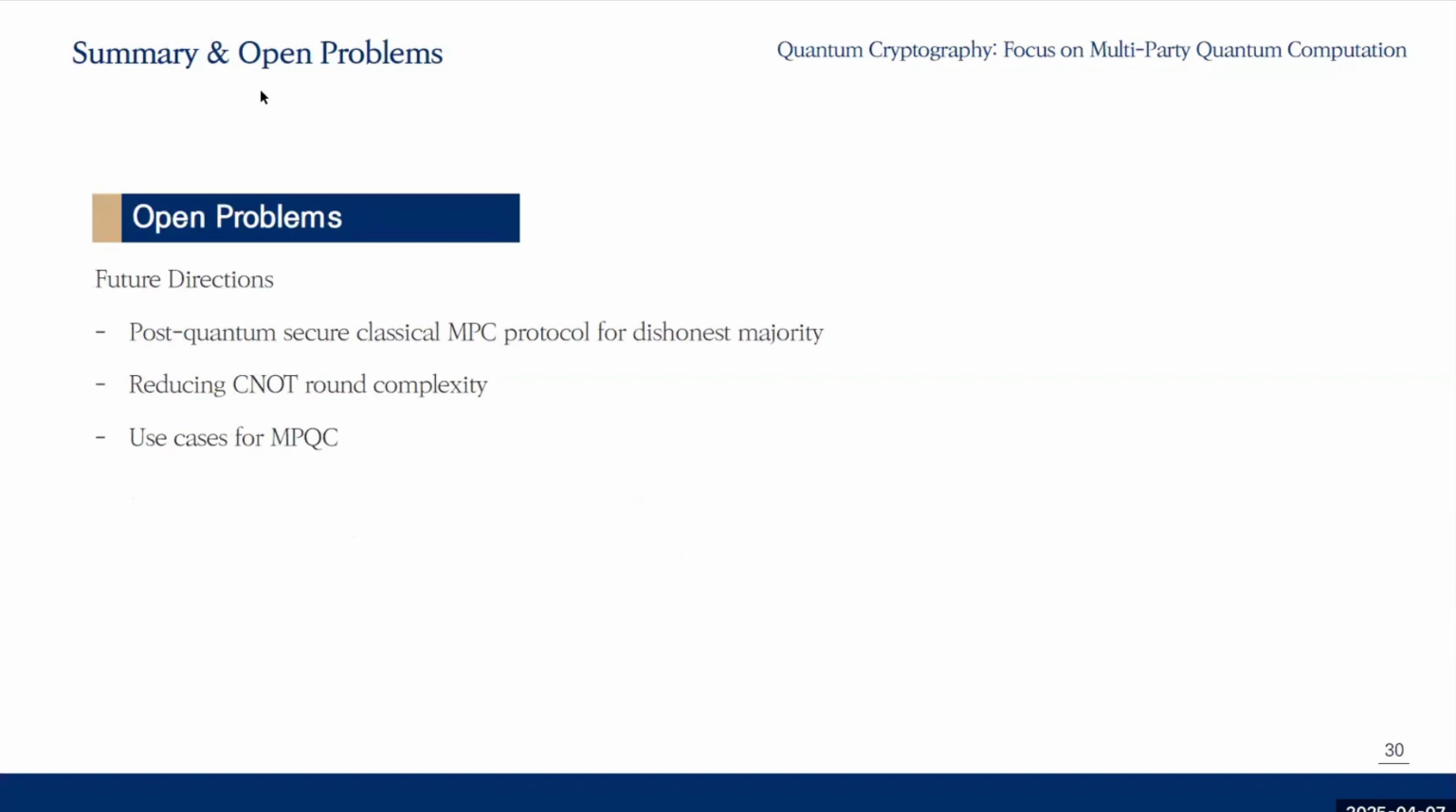And finally, there are some open problems and future directions. Developing a post-quantum secure classical MPC protocol for dishonest majority remains an essential challenge, and we should aim to reduce the round complexity for CNOT gates. Lastly, we should explore practical use cases for MPQC to better understand how this protocol can be applied in real-world scenarios.